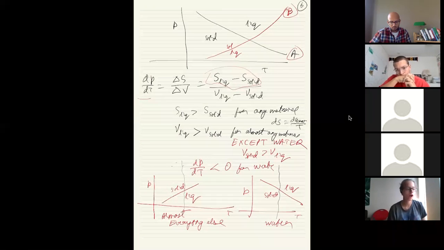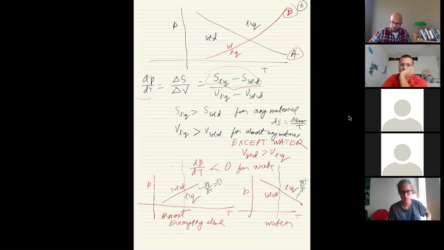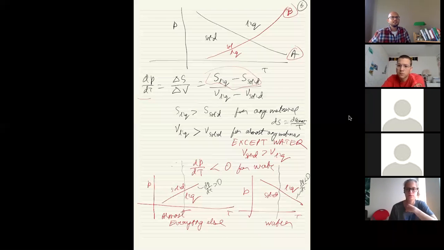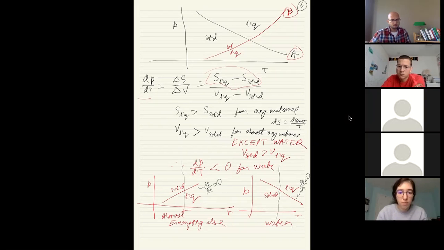It just so happens that the curve in between them, for everything else, dP by dT is positive, but for water, dP by dT is negative. That's why. To answer your question, that's the Clapeyron equation, which is telling us why the liquid is on top of water and solid is on bottom. Okay, we will do this again next time. We will look at solid liquid, liquid gas transitions for general materials, and we will move from there. Okay, so see you on Monday.